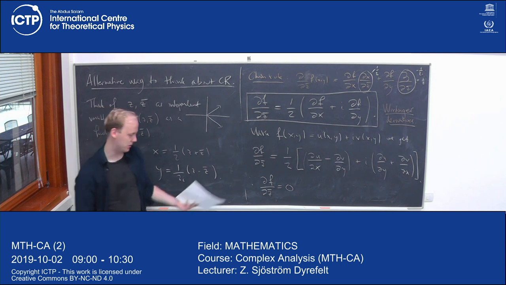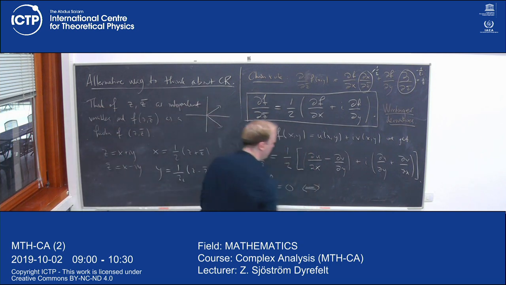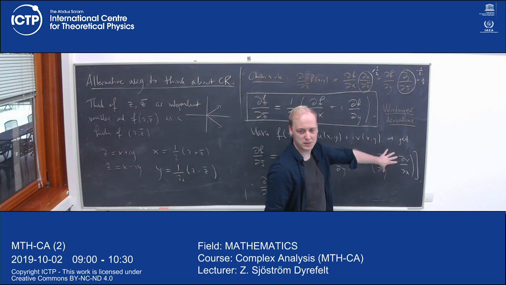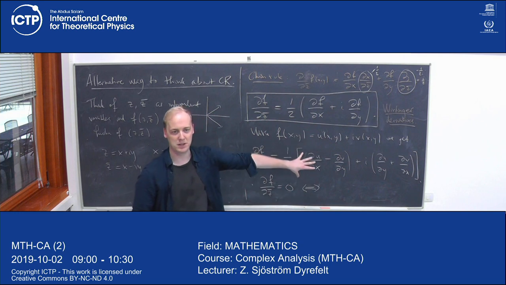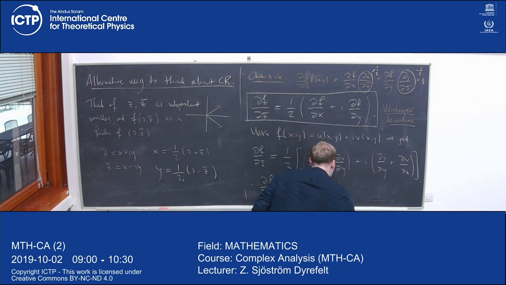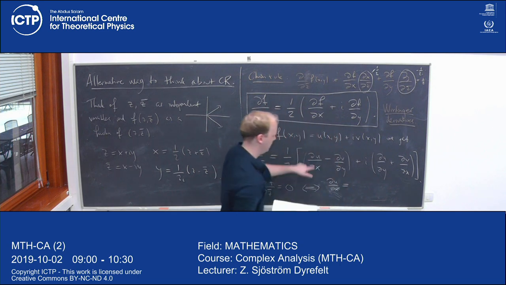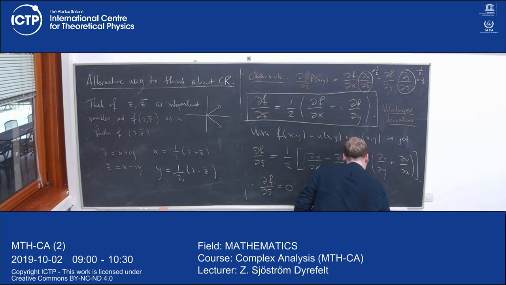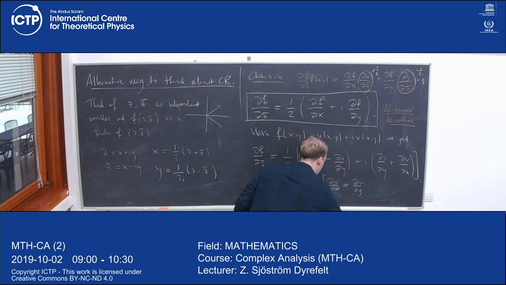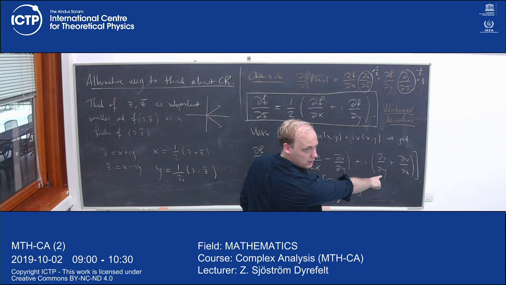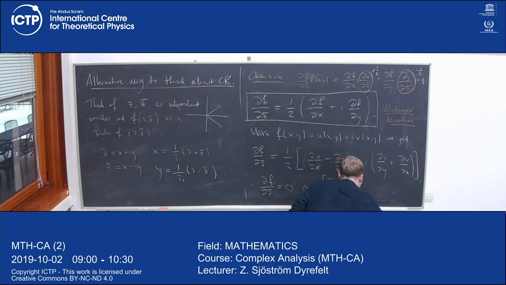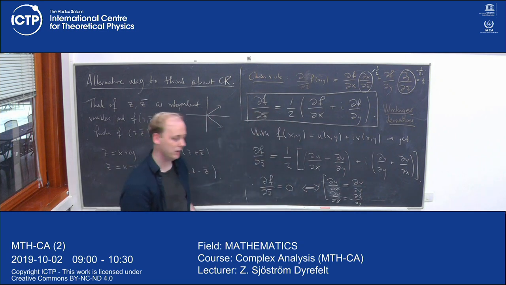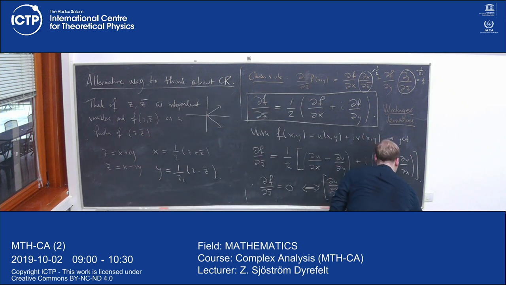What does this mean? So partial f partial z bar equals 0 if and only if, well, you have a real part and the imaginary part. So a complex number is 0 if and only if the real part is 0 and the imaginary part is 0. So if and only if partial u partial x is equal to partial v partial y, and partial v partial x is equal to minus partial u partial y. Okay, and this, what is this? These are exactly the Cauchy-Riemann equations.